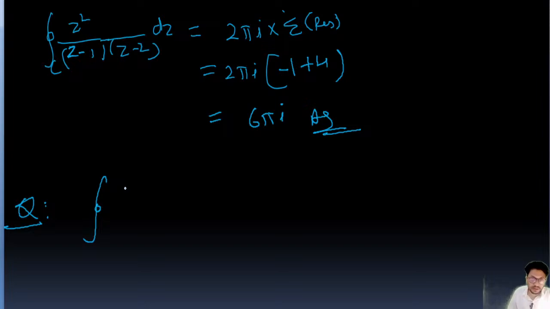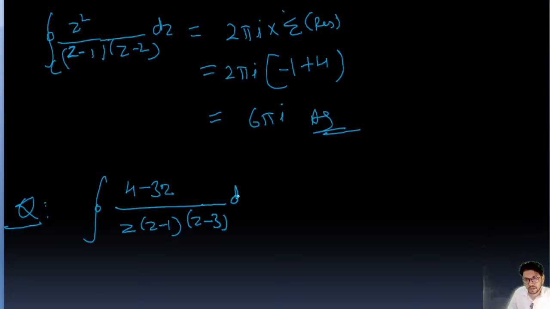The question is the closed contour integration of (4 minus 3z) upon z into (z minus 1) into (z minus 3) dz. The contour C is given: mod z equal to 3 by 2.